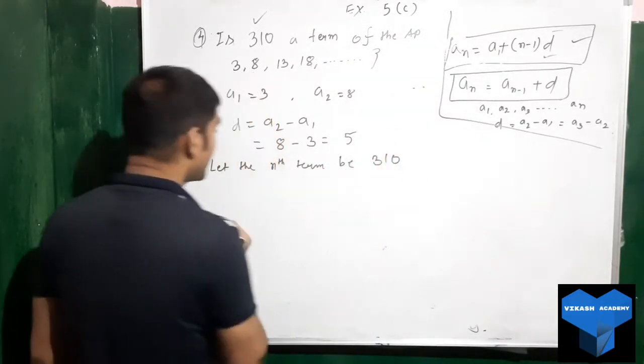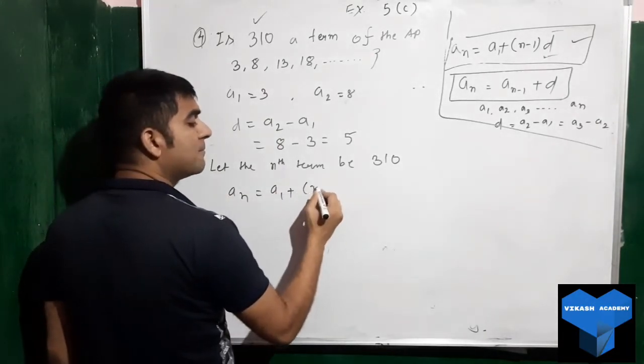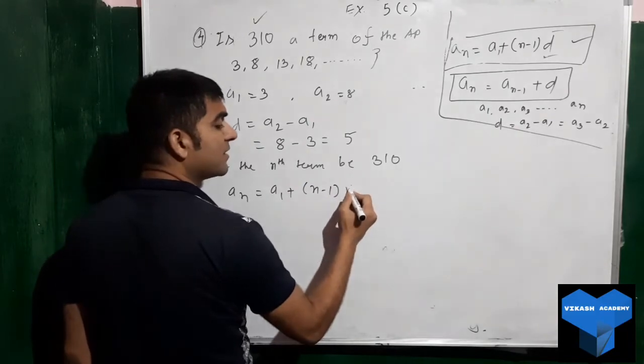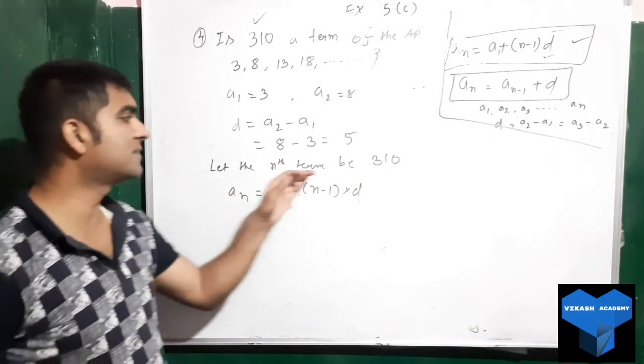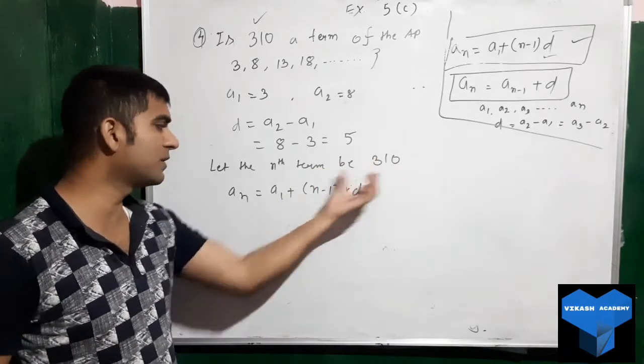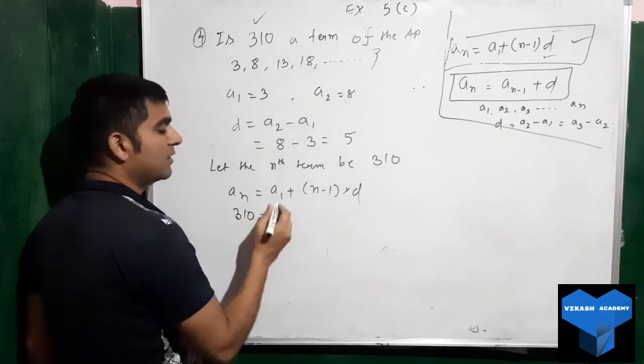So I hope you know how we write the nth term. a_n equals a1 plus n minus 1 into d. So the nth term we write like this. What value do we put? Put 310 here. a1 you already know.